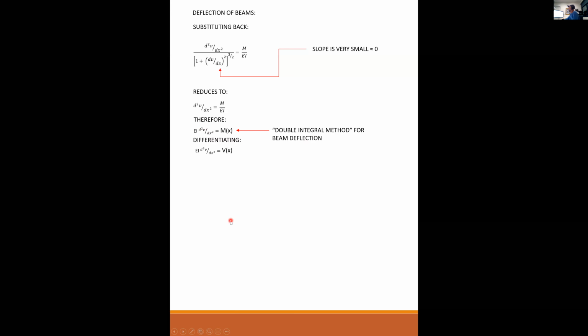Differentiating, just coming up with some other practicalities of this: if I take the differential of this, EI d³v/dx³ is the shear as a function of x, and EI d⁴v/dx⁴ is w, which is the loading. So remember a while back, I said that the moment is the integral of the shear. The shear is the integral of the load. And this is just reinforcing those concepts with the math behind it.